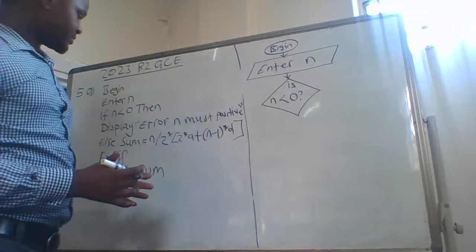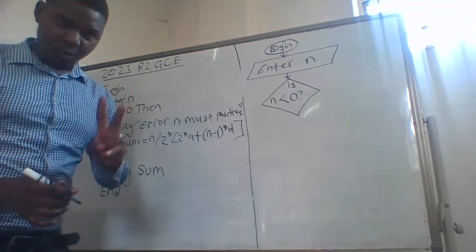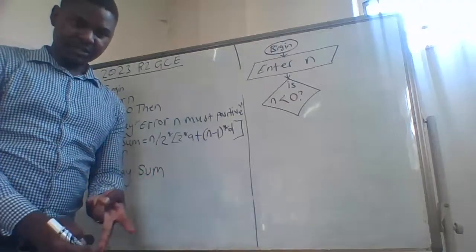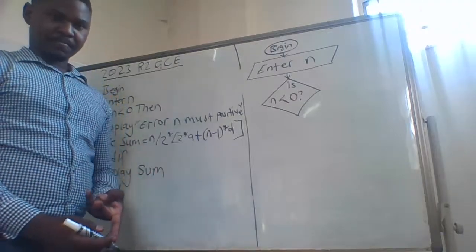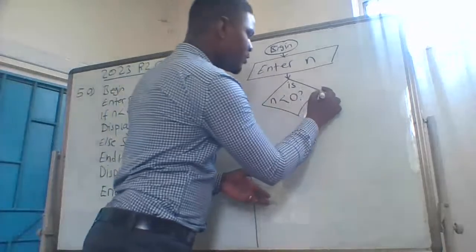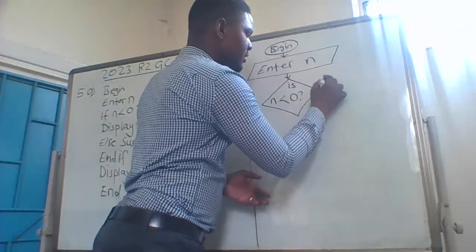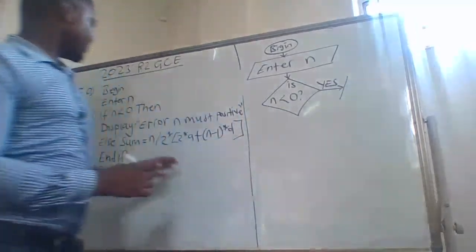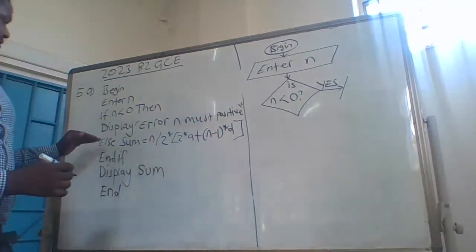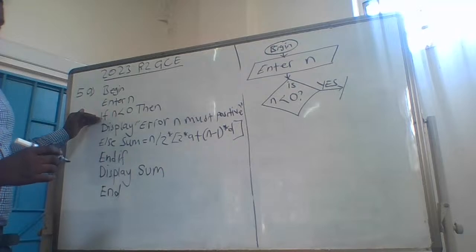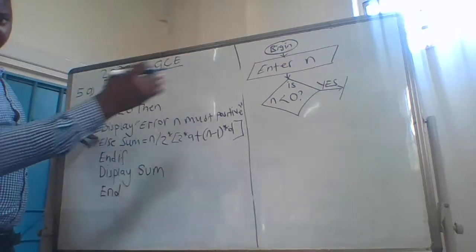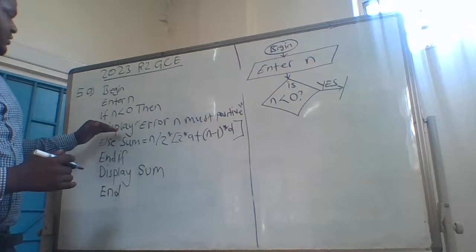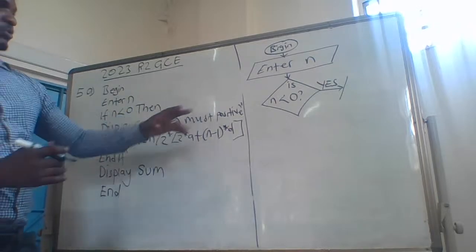Then after that, we always have two options on the decision symbol. That is the yes part and the no part. If yes, what should follow next is to display. The part which comes immediately after the if function is the part for yes. I always mentioned that area. So on the yes part, we say display error, n must be positive.